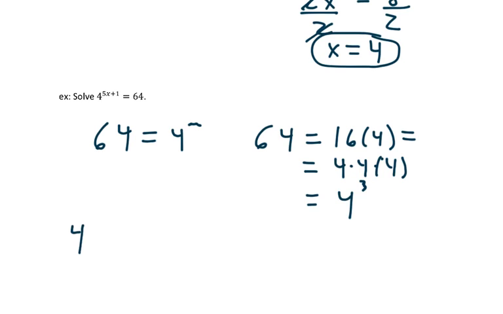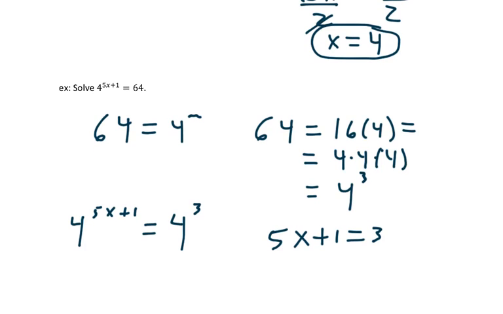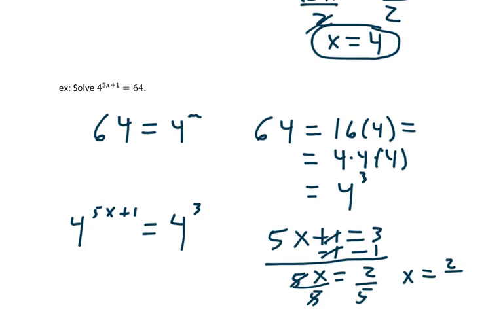So what we have then is 4 to the 5x plus 1 is equal to 4 cubed. And since here we have two powers of 4 equal to each other, again, that tells us the exponents are the same. So from here, we get 5x plus 1 equals 3. Now we can solve for x. Subtracting 1 from each side, these cancel. We get 5 times x. 3 minus 1 is 2. Divide by 5. 5's cancel. We get x is 2 over 5.